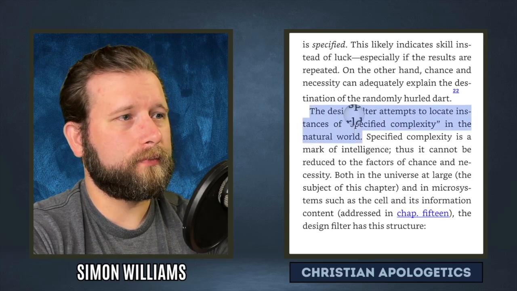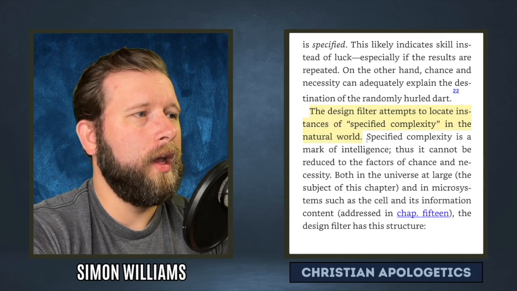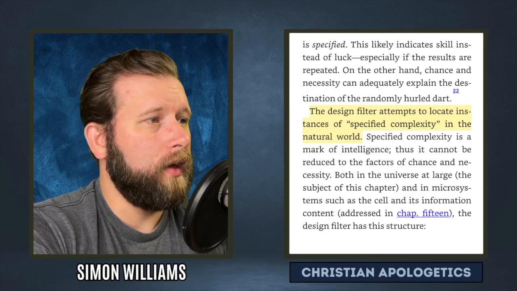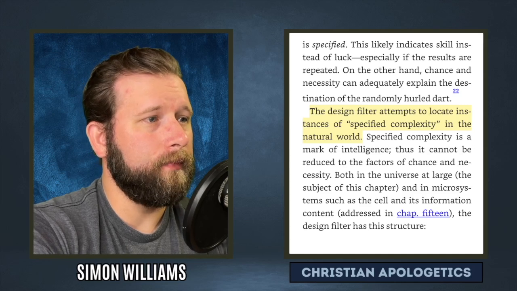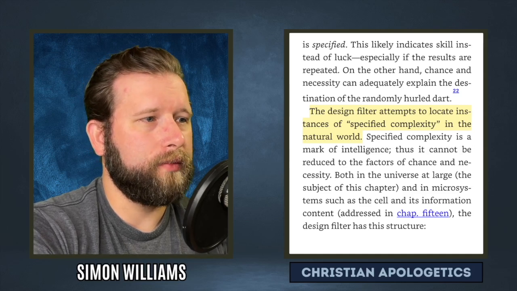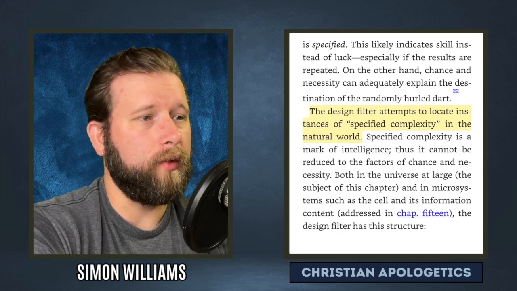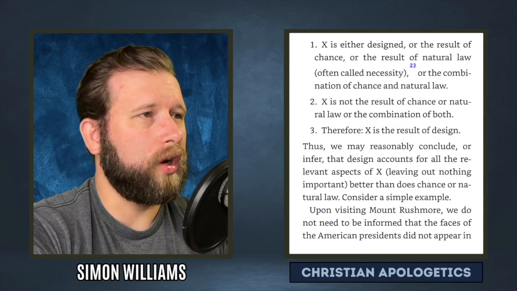All right? So I like that. This is what I was talking about earlier, specified complexity. Specified complexity is a mark of intelligence. Thus, it cannot be reduced to the factors of chance and necessity. Both in the universe at large, the subject of this chapter, and in microsystems, such as the cell and its information content, addressed in Chapter 15, the design filter has this structure.